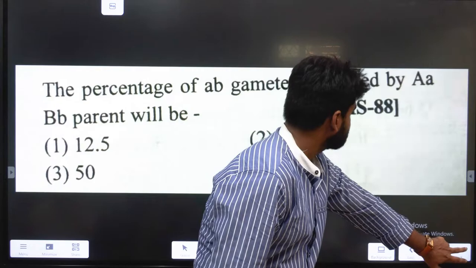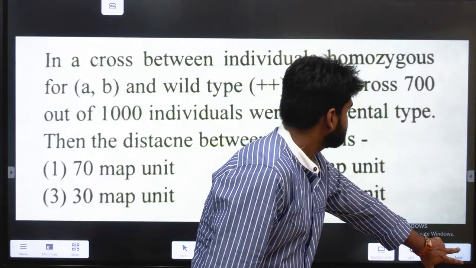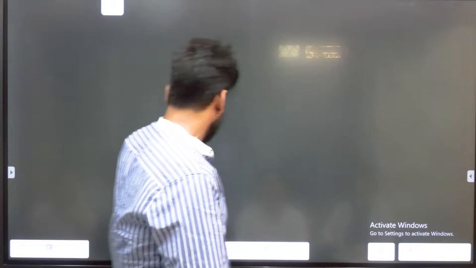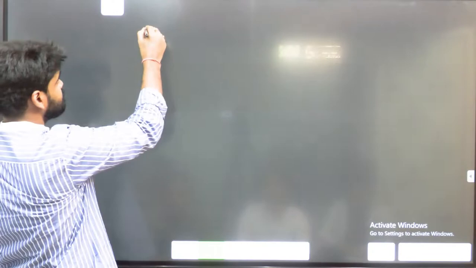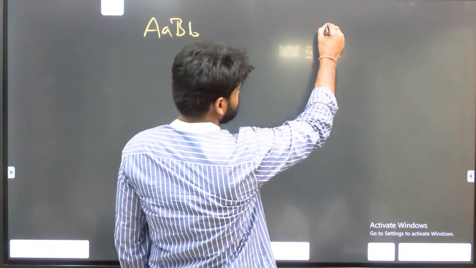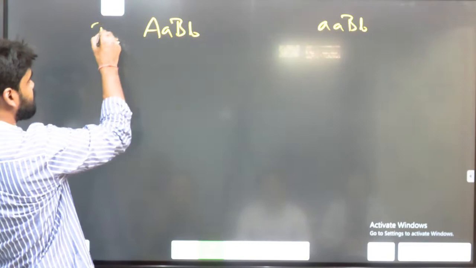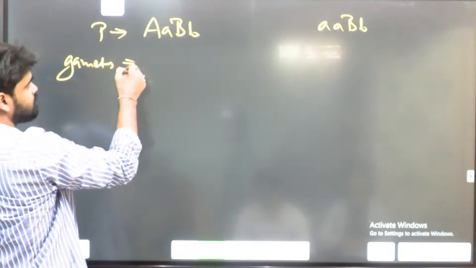A, B, C, D. Sir, percentage for the question. Let me know the combination here. Capital A, small a, capital B, small b. Okay. Gametes? This is the parent, right? Yes. Gametes are different now. Gametes? Capital A, capital B.